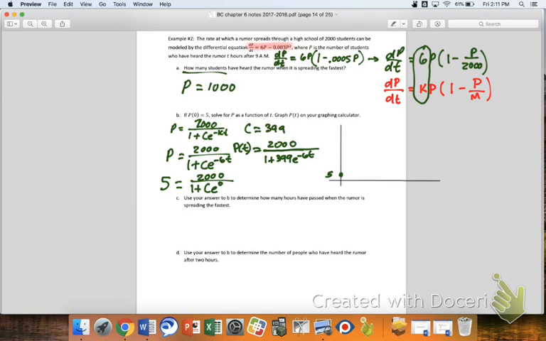Don't I know that P of 0 equals 5? Know that that point's on my graph.